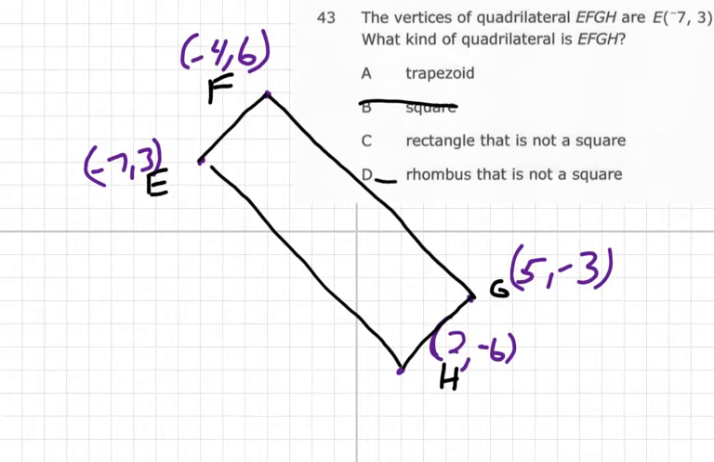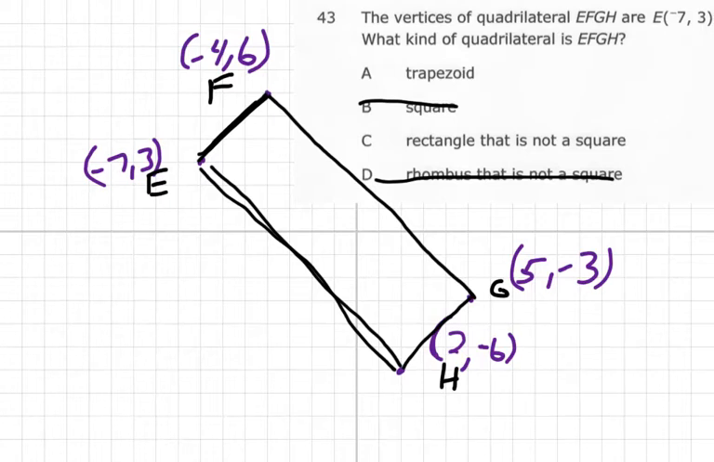It's not a rhombus, because a rhombus means all the sides are the same, and I can tell that EH is way bigger than EF. Again, EH is way bigger. So I've already eliminated two choices just by taking a minute and graphing these. So now I have a 50-50 chance even if I don't know anything else. Now I do know something else.